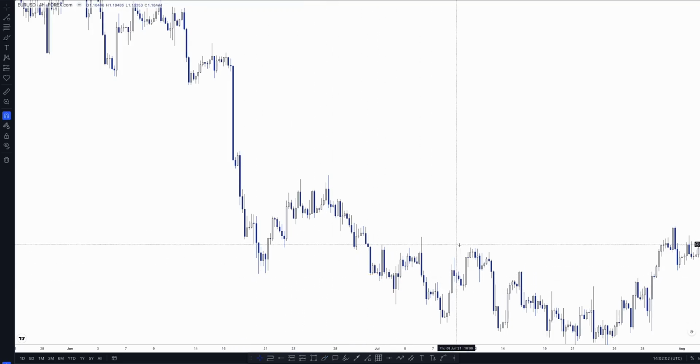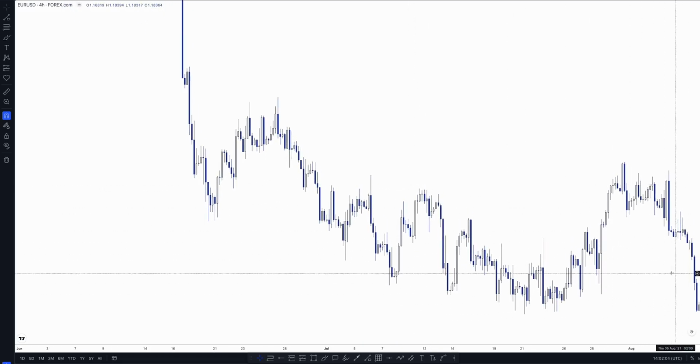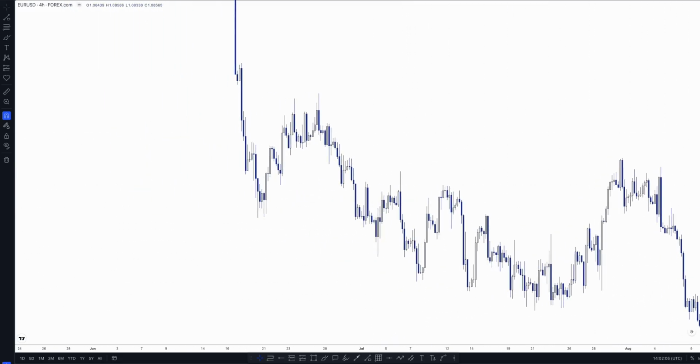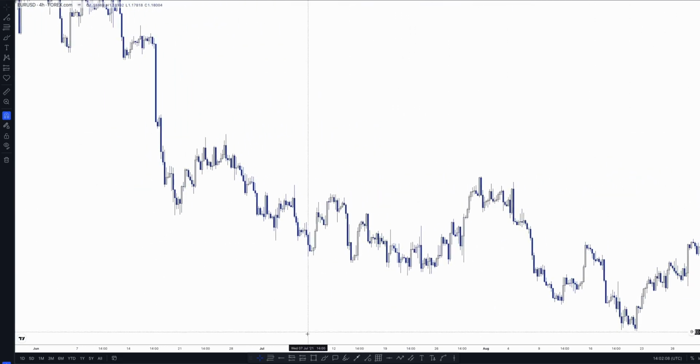Again, these are concepts we'll talk about more in the future. I'm being quite loose here, as I said I would be, just to keep it relatively simple, but just showing you where those pools of liquidity are. Again, you can see relatively equal highs there.